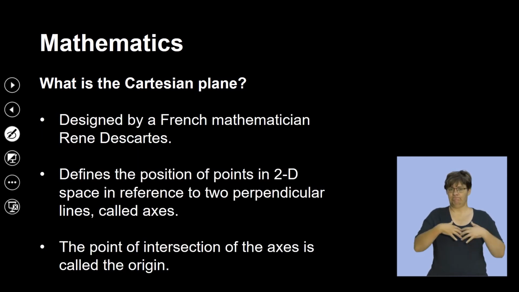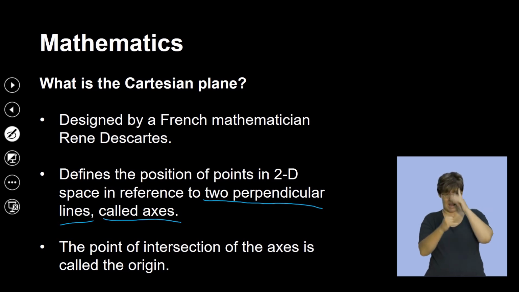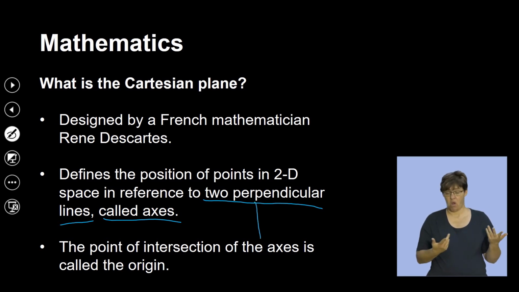This was designed by a French mathematician, René, right? René said this particular thing, which is a Cartesian plane, it defines the position of points in 2D space, right? In reference to the two perpendicular lines, which we normally call our axes, right? So, as you saw, there will be two lines that are crossing each other. Where they're crossing each other, it is normally perpendicular to one another.